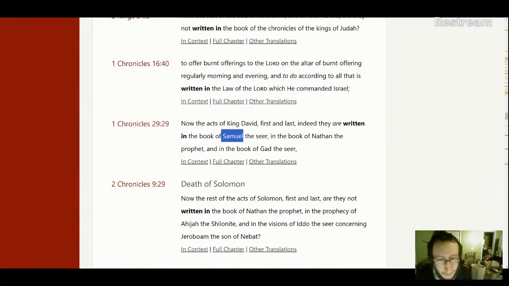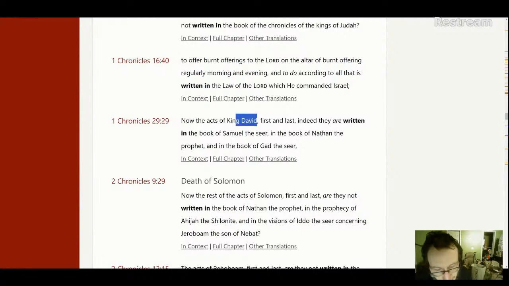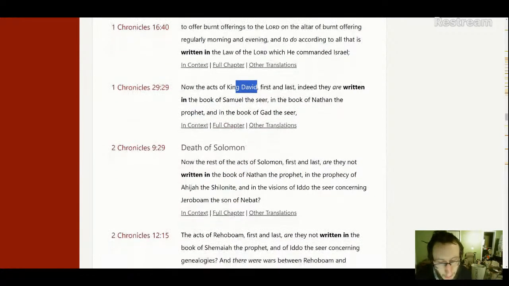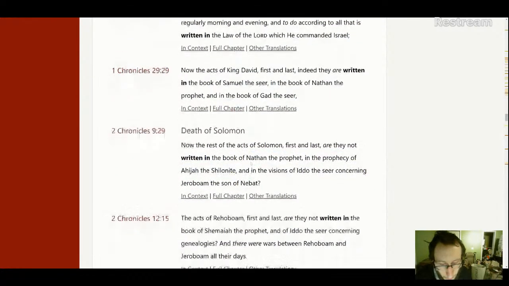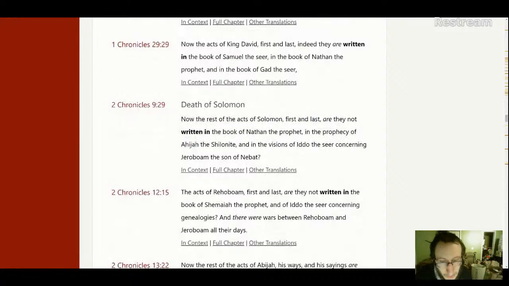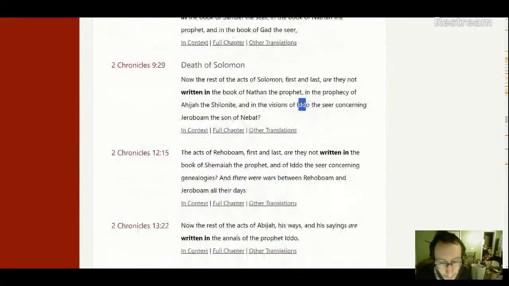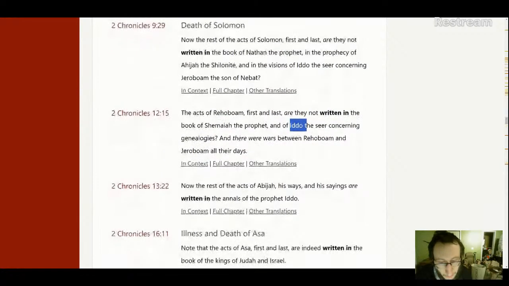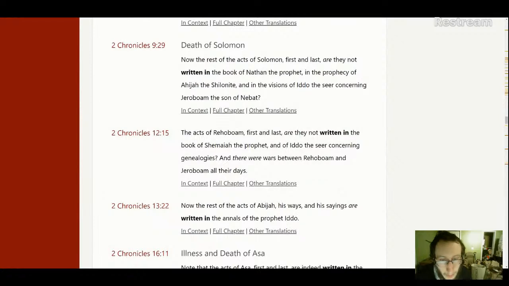Samuel only wrote about David, and not the later kings. Nathan, actually, though, wrote about both David and Solomon. Gad, however, it says mainly wrote about only David. It doesn't say about Solomon. But now let's look at Solomon. It says Ahijah and Iddo. So then we go down, and for Rehoboam, there's Shemaiah and Iddo. And then for Abijah, there's also Iddo. So we have Iddo writing about 3 different people.